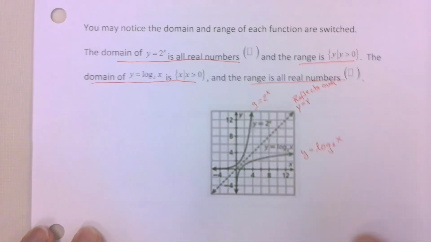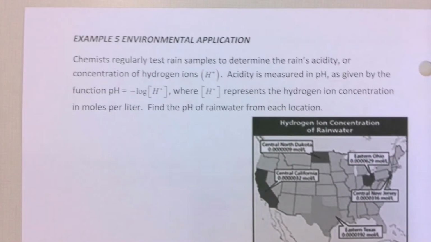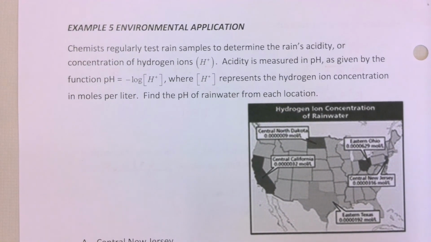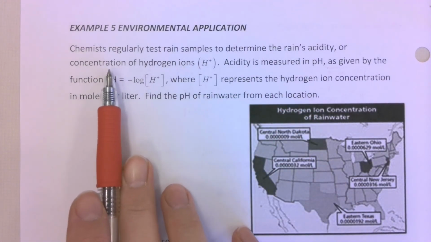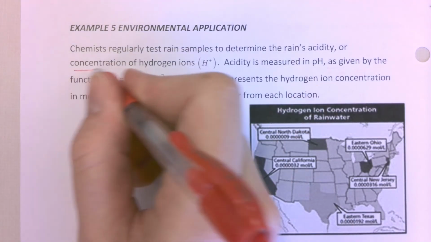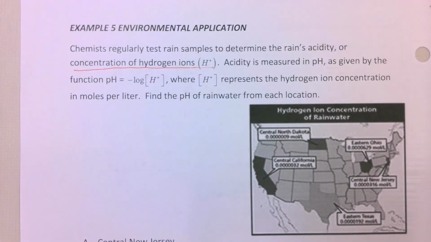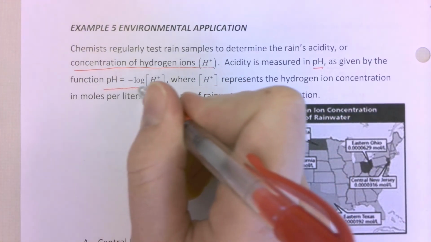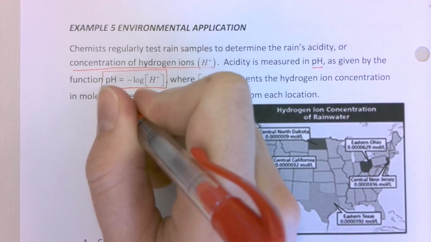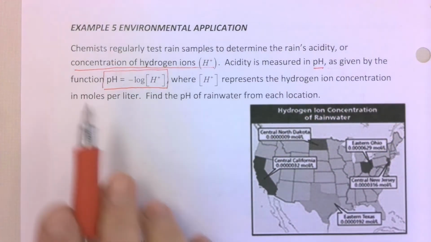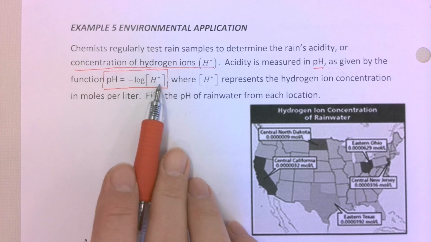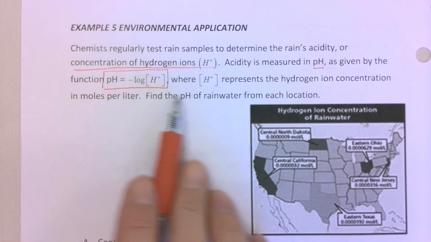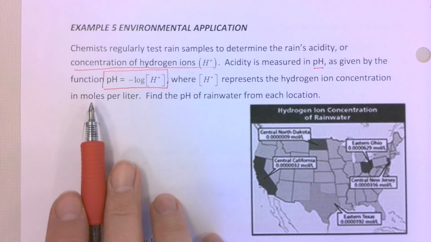All right, let's move to an application problem, something that is used in chemistry a lot. So chemists regularly test rain samples to determine the rain's acidity or the concentration of hydrogen ions. So that is what we're looking at, the concentration of hydrogen ions, H+. The acidity level is a pH level, and it's given by this function. It's not a function that needs to be memorized, but it is something that we should be able to apply and use. So the pH level is found by the negative, so -1 times log of H+, and the H+ is the concentration of hydrogen ions. H+ is measured in moles per liter.